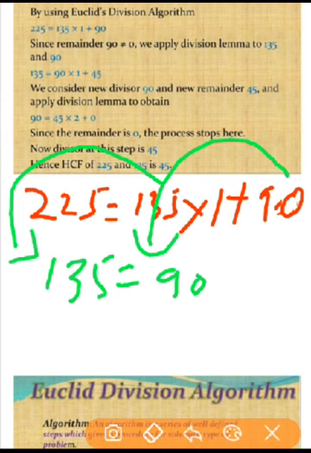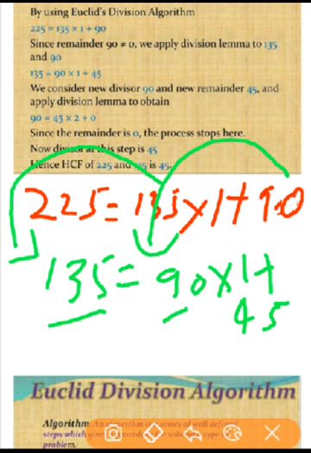And again, 90 multiplied by 1 is 90, plus 45, 90 plus 45 is 135. Right? Now here 135 is the dividend, 90 is the divisor, 1 is the quotient, and 45 is the remainder. So we have to repeat this step again and again till the remainder 0 is not there.